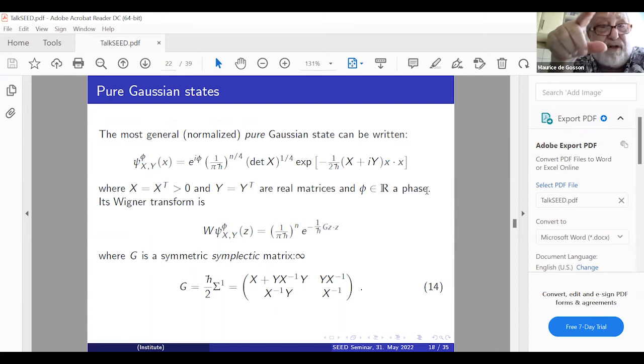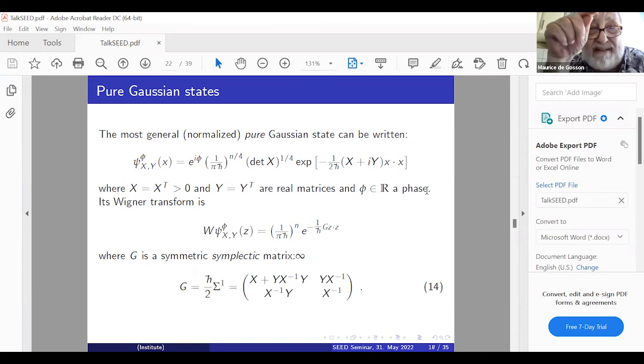Well, you can show that the most general normalized, L2 normalized, pure Gaussian state is of the type ψ_Φ(x), as you see there. Exponential of iφ, you can forget it, just an innocuous constant phase factor. Then you have the constant (πħ)^(-n/4), and then you have the exponential. So you see you have a complex exponential, but the X is positive definite, which makes all this convergent if you integrate. And both X and Y are symmetric matrices, and φ just a phase.